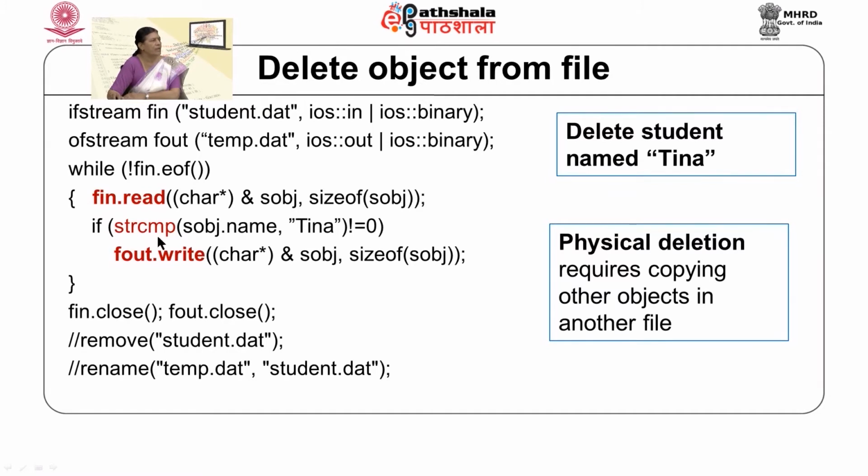We need to compare here whether the name is Tina or not. If it is not Tina, then we write it into the temp file. If it is Tina, then we do not write and we just read the next record. So, this way all the remaining records will be written into the file which is associated with the out stream, that is temp.dat. Now, it is done. If we want the name of the file to be student.dat only, then we will have to remove student.dat and then rename temp.dat as student.dat.